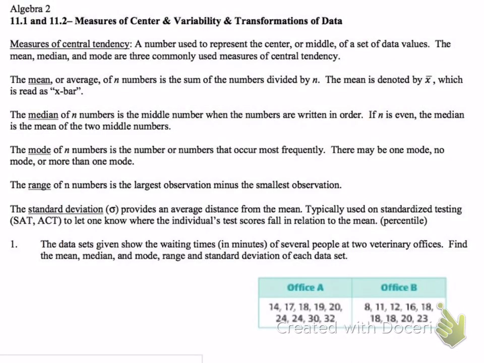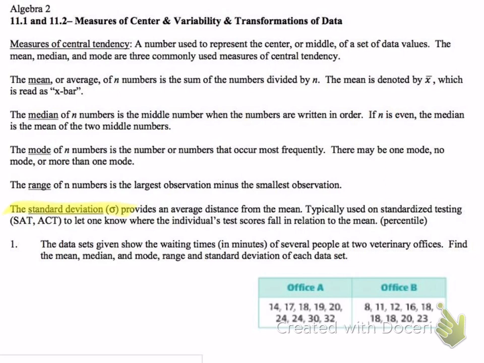It's measures of center and variability, and then transformations of data. So we're going to learn how in our calculator to calculate the average, so the mean, the median, which is your center point, the mode, which is the number that occurs the most often, the range, which is your max minus your min, and then also we're going to find how to calculate the standard deviation just from our calculator.